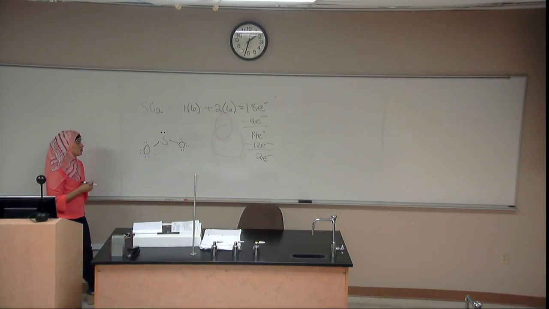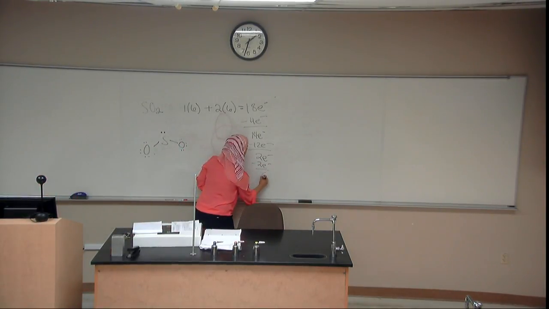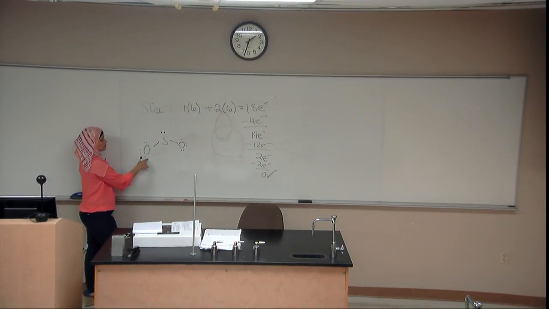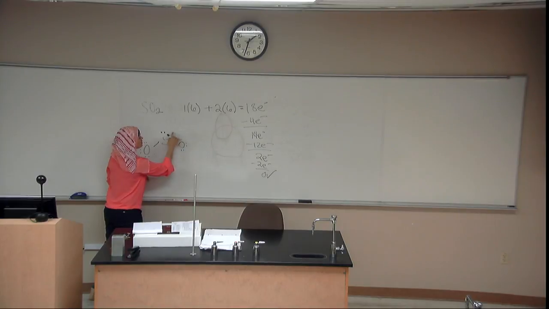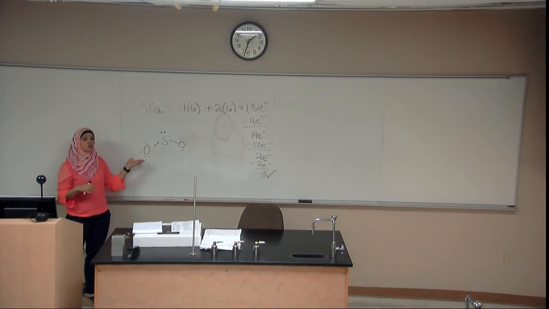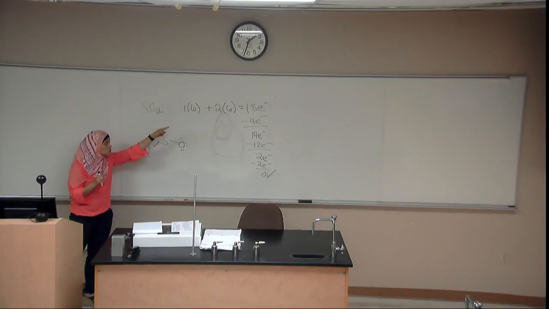Okay. Now, you still got to ask yourself, is everybody happy? So let's erase that here now that we got that. So we got nothing left. And just double check. 2, 4, 6, 8, 10, 12, 14, 16, 18. That's what we started with. It's a good idea to always, after you draw your Lewis structure, count your electrons. Make sure that what you have in your Lewis structure is what you started with. But what's the problem here?